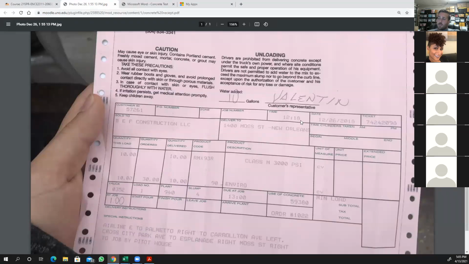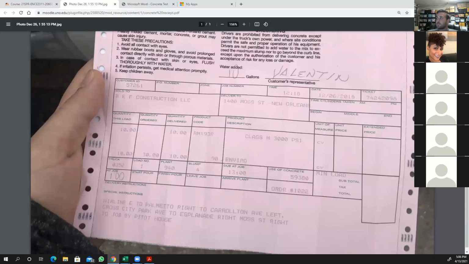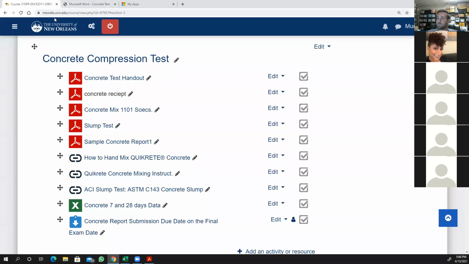So it left the facility at 12:18, and it was at the site at 1 p.m. And you have a 90-minute timeline. If you're over 90 minutes, your concrete is not accepted. It's not qualified for the pouring. And you see the slump. Slump is important. And the type of concrete, 3000 psi. So you can mention this as well. All the necessary things that need to be on your report are here.